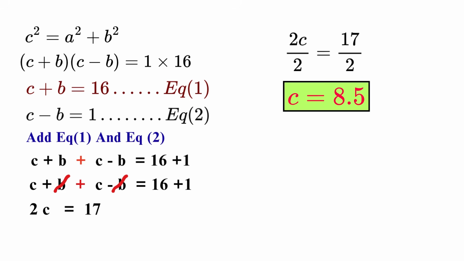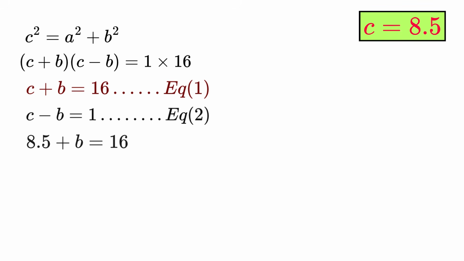Now let's find b. We'll substitute c equals 8.5 back into equation 1. Remember, equation 1 says c plus b equals 16. So we write 8.5 plus b equals 16. To solve for b, we subtract 8.5 from both sides. This gives us b equals 16 minus 8.5, which equals 7.5 units. Perfect! We've found both values.